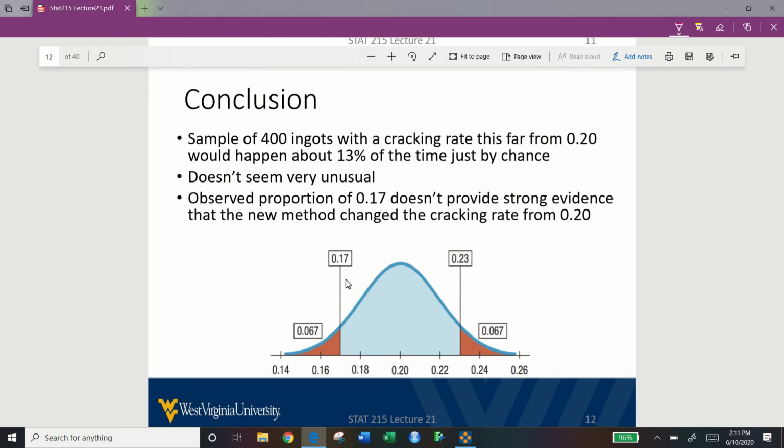So our conclusion for this problem: a sample of 400 ingots with a cracking rate this far from 0.2 would happen about 13% of the time just by chance. That doesn't seem very unusual. This means our observed proportion of 0.17 doesn't provide strong evidence that the new method changed the cracking rate from 0.20.